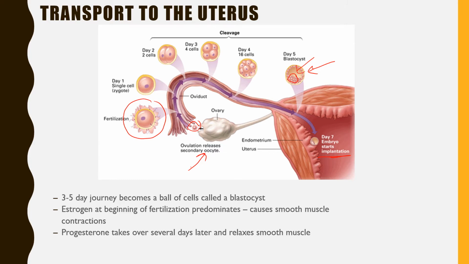So that causes contractility of the smooth muscles. This is actually what helps to drive the egg along the fallopian tube.